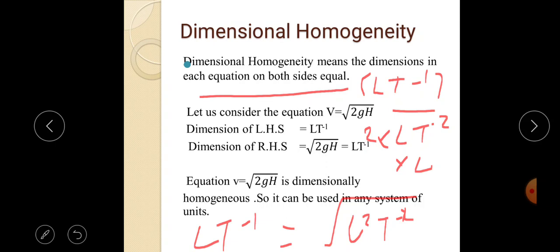So the equation b is equal to square root 2gh is dimensionally homogeneous. So if the equation is dimensionally homogeneous, that means it can be used in any of the system of units. Alright.